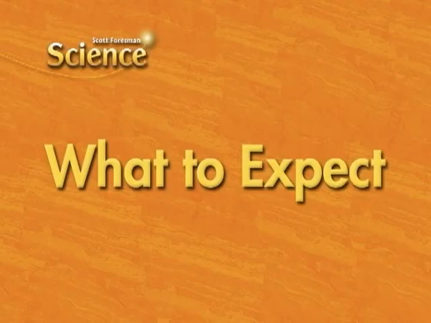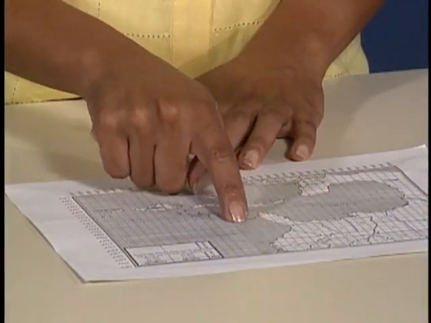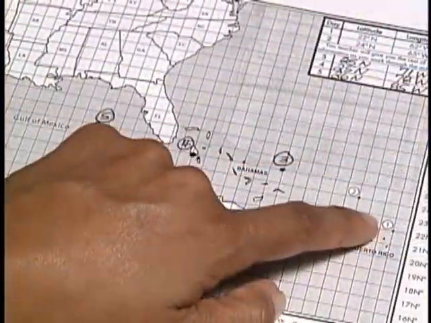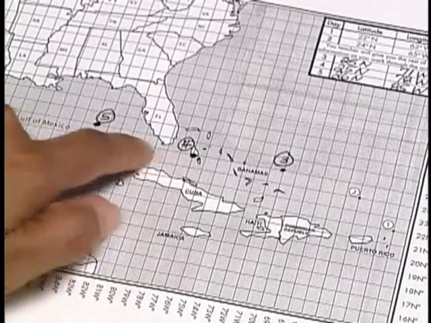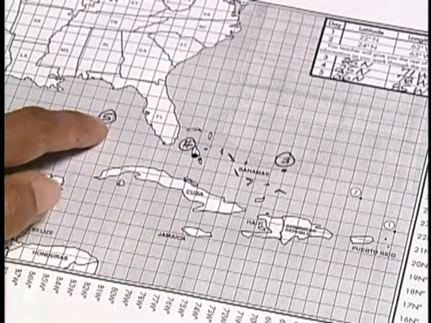At first, students will probably predict an inaccurate path for the hurricane, but they'll then be able to predict a more accurate path. Students can check their predictions by plotting the hurricane's actual positions on a map.